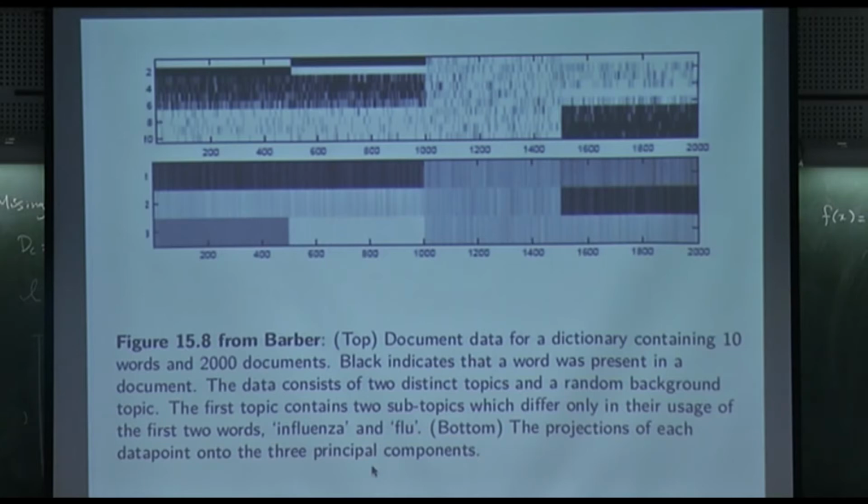Now, this is a rigged example. What has been shown here is actually the projections. So these are actually the components there, principal components, but the topic itself could have negative components, so it's very difficult to interpret what the topics themselves were.